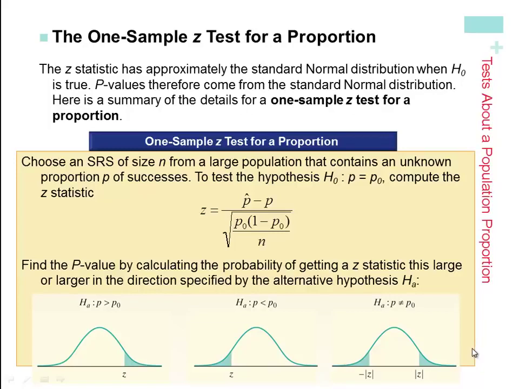After I have my z-statistic, I find the p-value by calculating the probability of getting a z-statistic this large or larger in the direction that's specified by the alternative hypothesis. If p is greater than p naught is the alternative, it's a one-sided test and the proportion is above. If it's p is less than p naught, it's a one-sided test, and I'm finding the area below the z-score. And if it's not equal to, I actually have two areas that I need to concern myself with, one at the smaller end and one at the larger end, and that is a two-sided test.